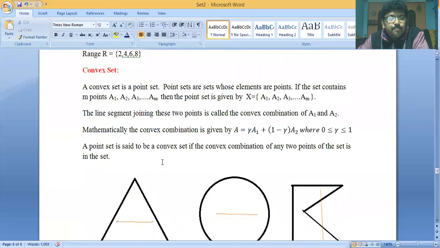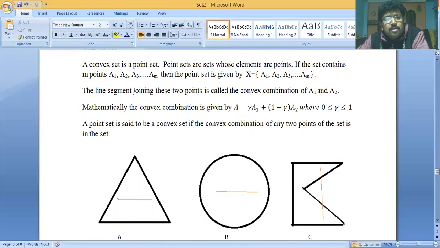Now the convex set. What is the convex set? A convex set is a point set. You must remember, a convex set is a point set. And point sets are sets whose elements are points. If the set contains m points, a1, a2, a3, a4, and so on up to am, then the point set is given in this way. All the elements are points.